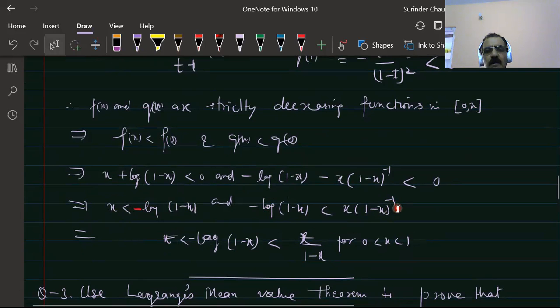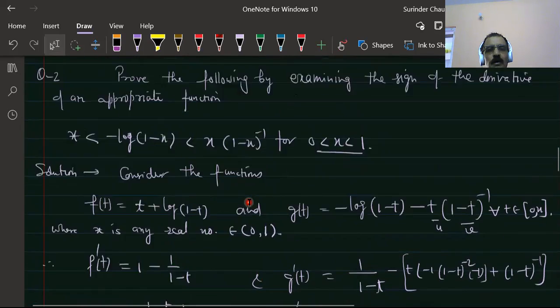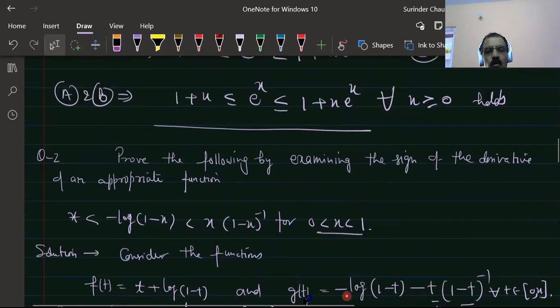Now combining these two, a is less than b and b is less than c, therefore a less than b less than c holds true. So how do we remember this, how do we find this? f(t) is equal to this plus this, and g(t) is equal to this minus this. Take this to the left-hand side, and this to the other side. So at the end, just step out of this.